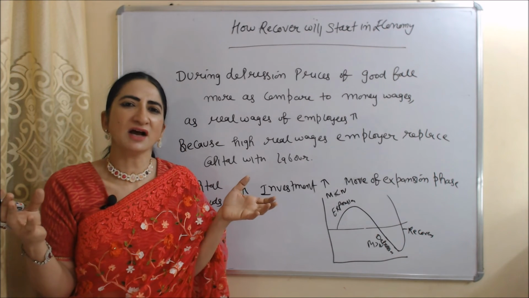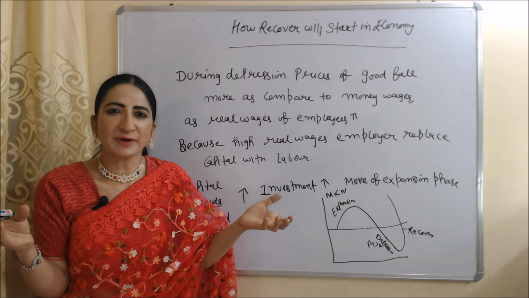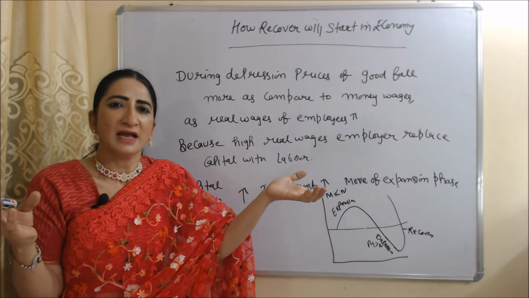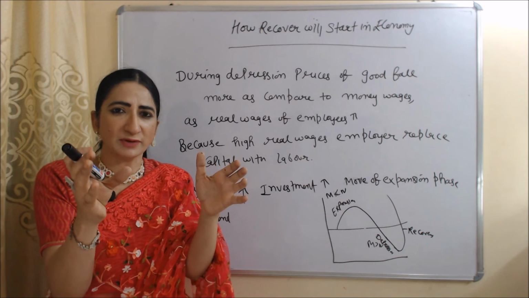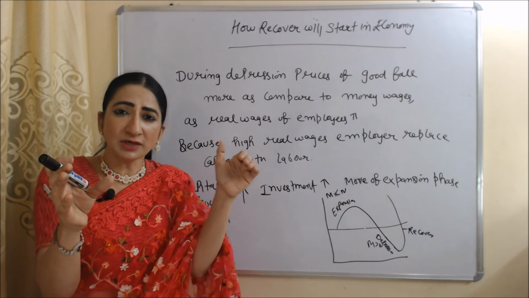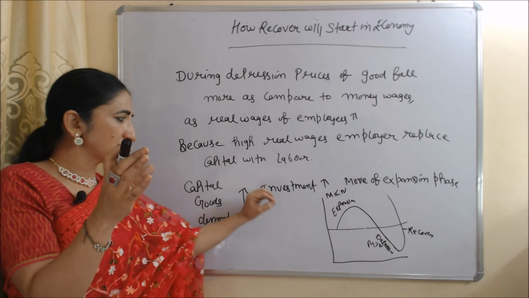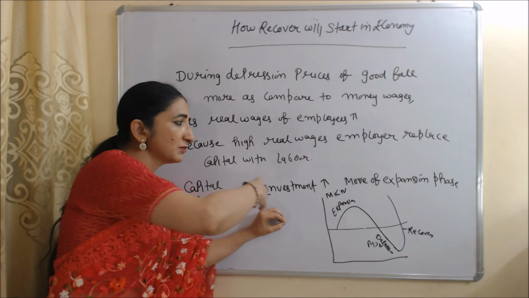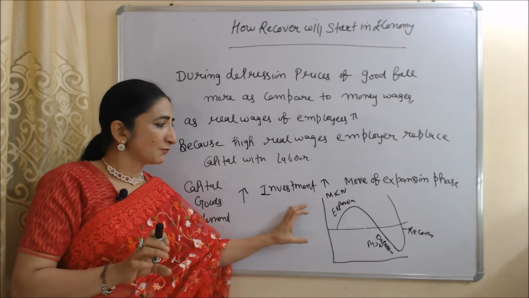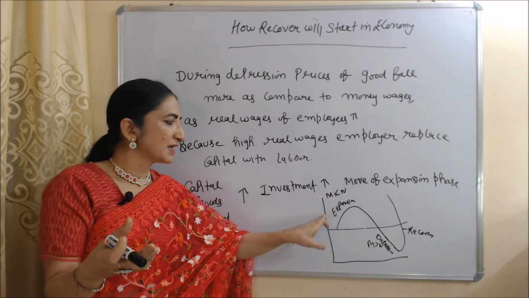Now the question is how recovery will start in the economy. During the depression phase, prices of goods reduce more as compared to money wages. As a result, real wages of employees are very high, and these real wages compel businesses to replace capital with labor. As a result, demand for capital goods and investment in capital goods increase, and the economy again moves towards the expansion phase of the business cycle.